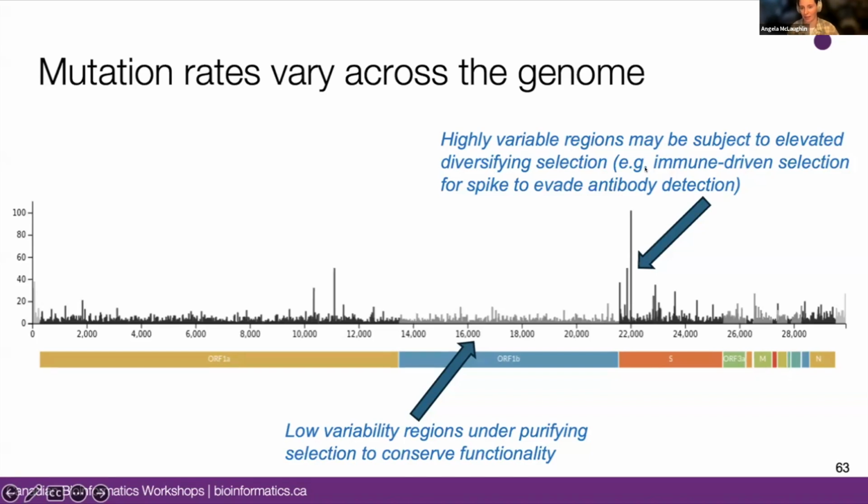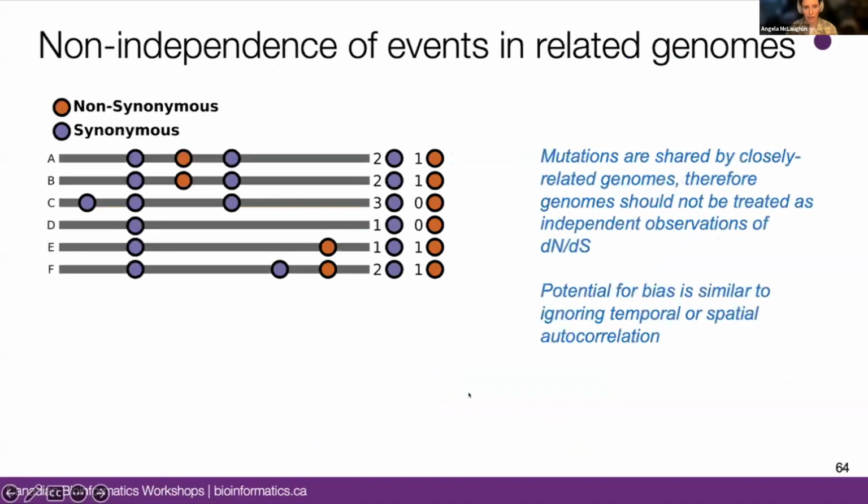So because there's immune-driven selection for Spike to evade antibody detection, and there's other evolutionary pressures in terms of the junction site between its S1 and S2 subunits and other features like that. Yeah, we can look at the non-independence of events in related genomes in this way.